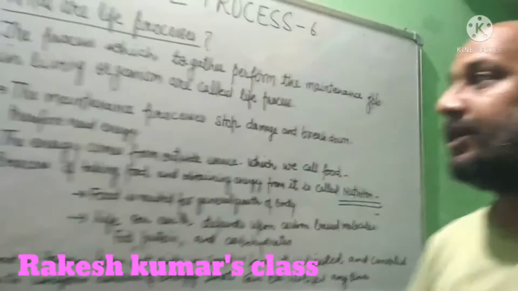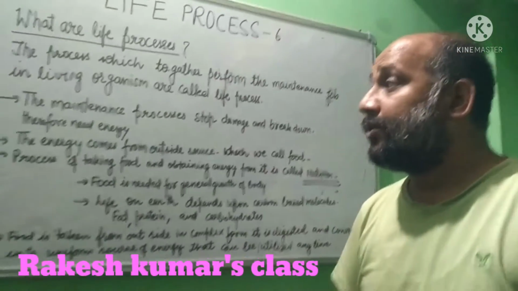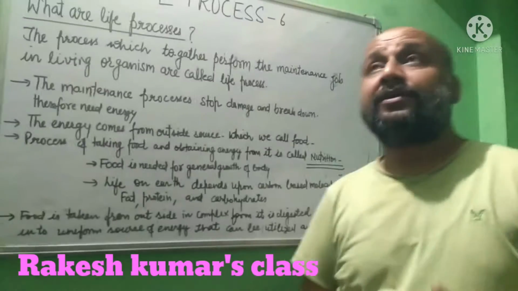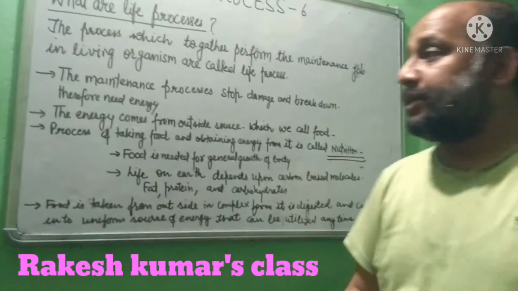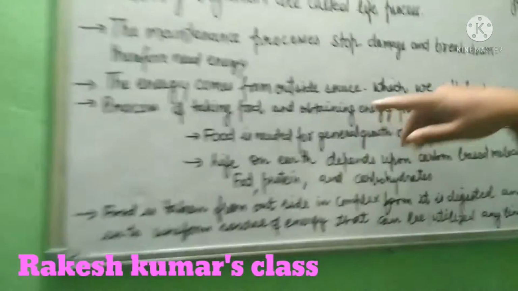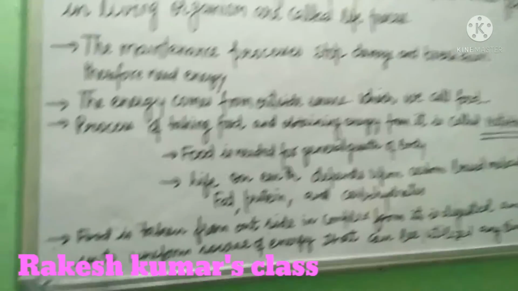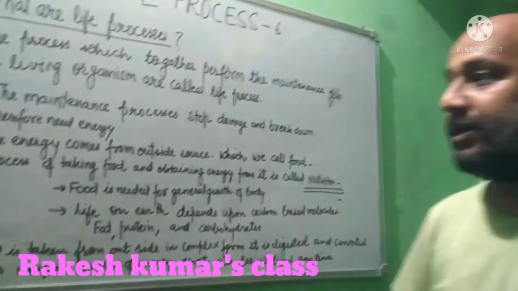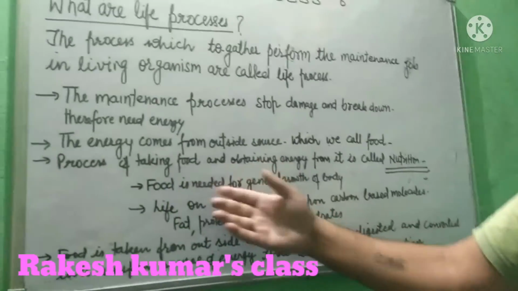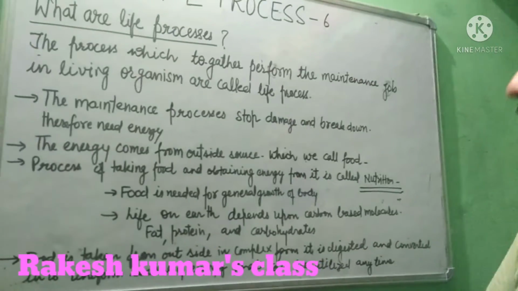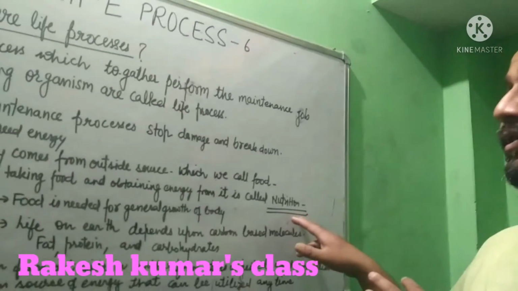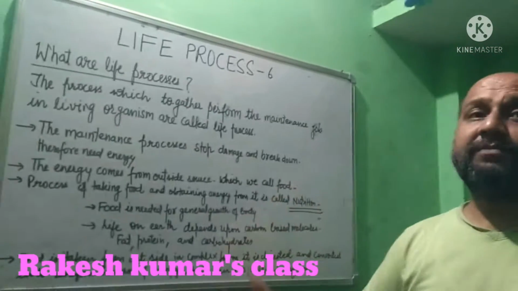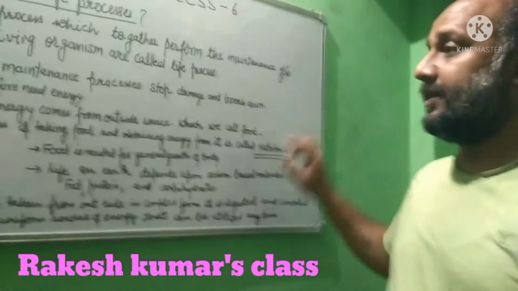जो मेंटेनेंस प्रोसेस होते हैं लिविंग ऑर्गेनिज्म में और सेल में, उनके लिए एनर्जी की जरूरत होती है. The question arises, from where do living organisms obtain energy? The energy comes from an outside source, which we call food. एनर्जी एक आउटसाइड सोर्स से आती है जिसको हम फूड बोलते हैं. प्रोसेस ऑफ टेकिंग फूड एंड ऑब्टेनिंग एनर्जी और यूटिलाइजिंग इट इज नोन एज न्यूट्रिशन. इस प्रोसेस को हम क्या कहते हैं? न्यूट्रिशन.